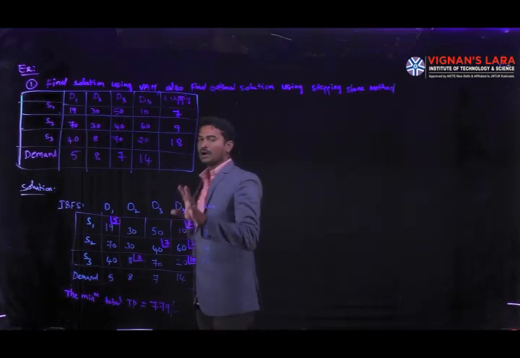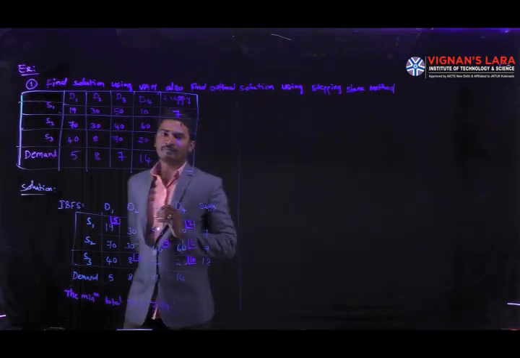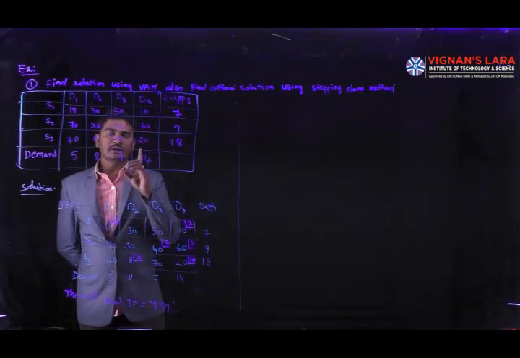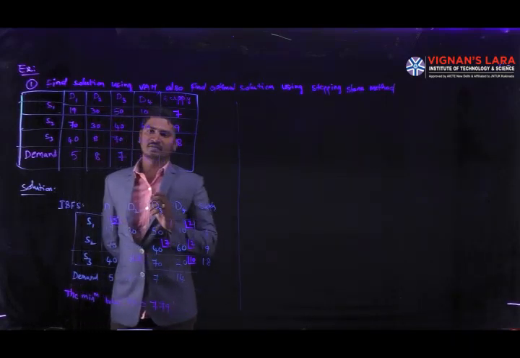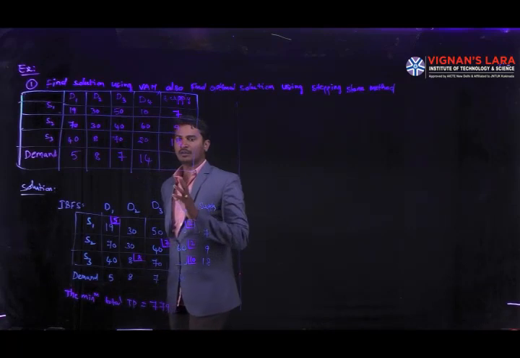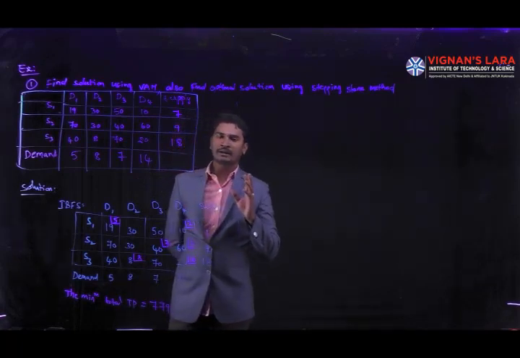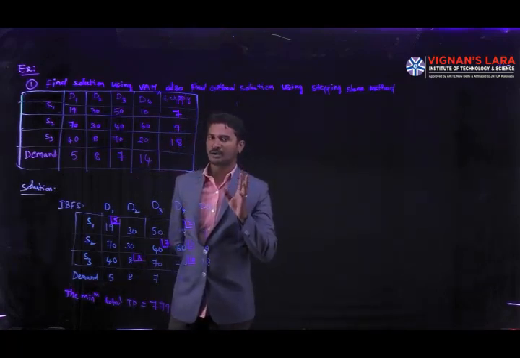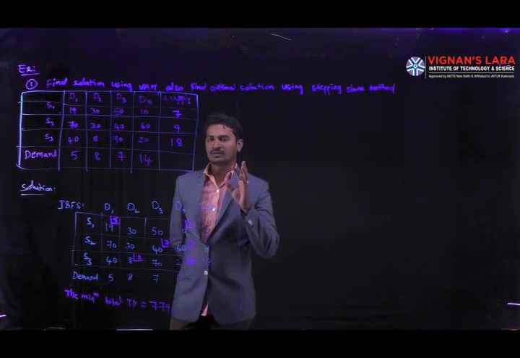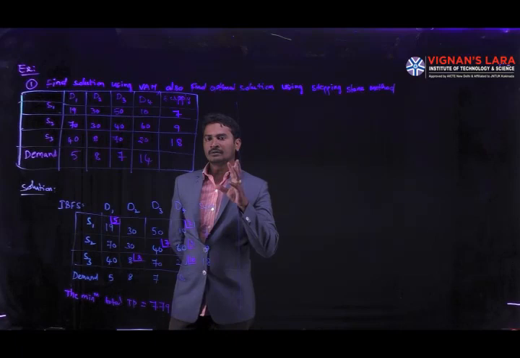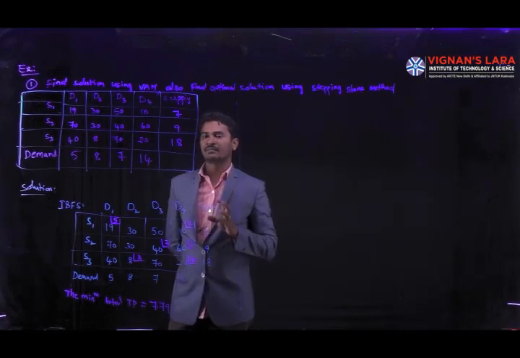Here first we have to find the penalties in between the two least cost values for each row and column. After finding the penalty, we have to identify the highest penalty. After identifying the highest penalty, we are going to identify the allocation cell.